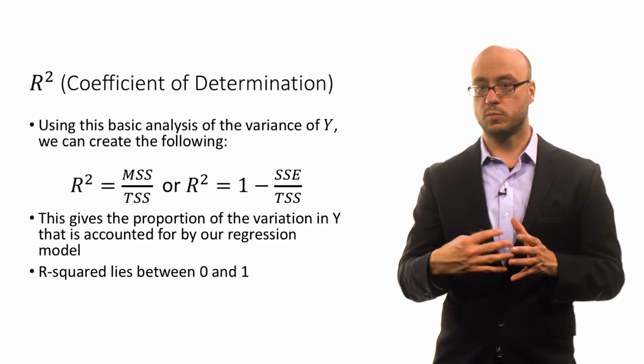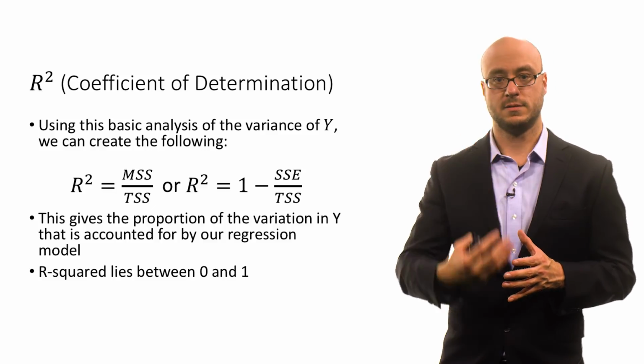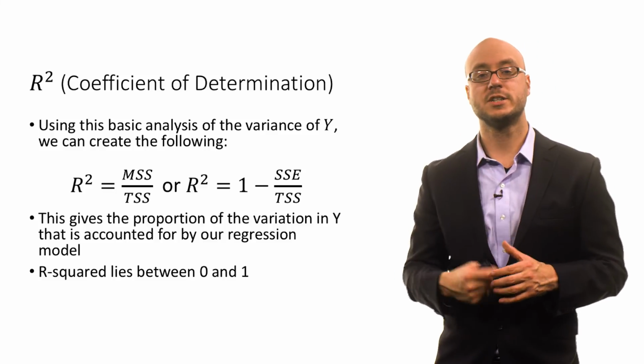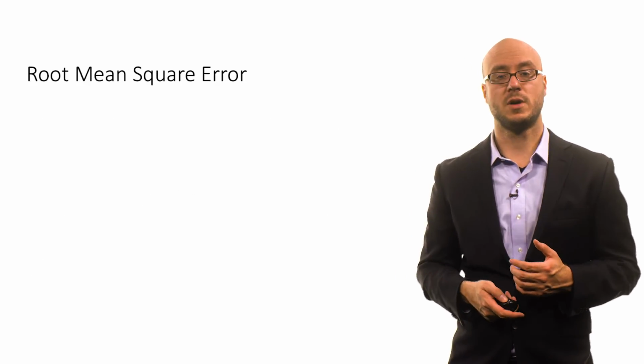So R squared, it's a proportion. It lies between 0 and 1. In general, a higher R squared, an R squared closer to 1, suggests a greater proportion of the variation in the outcome is accounted for, explained by our regression model.